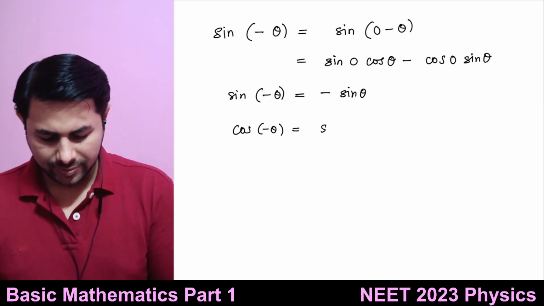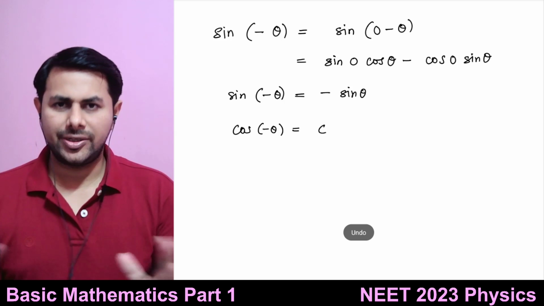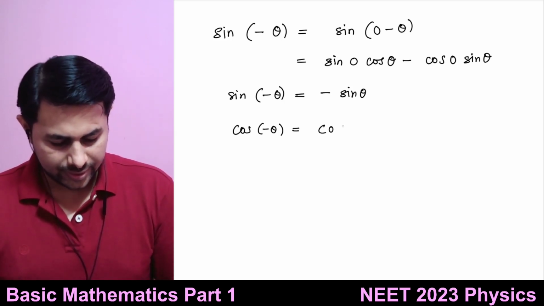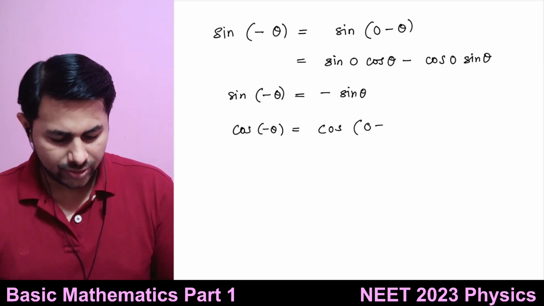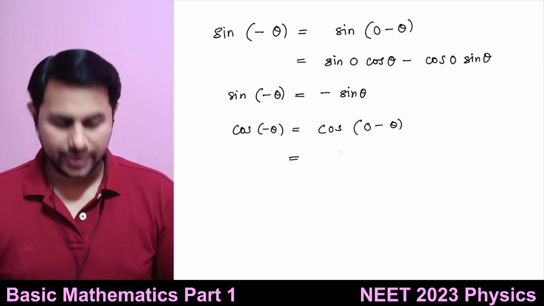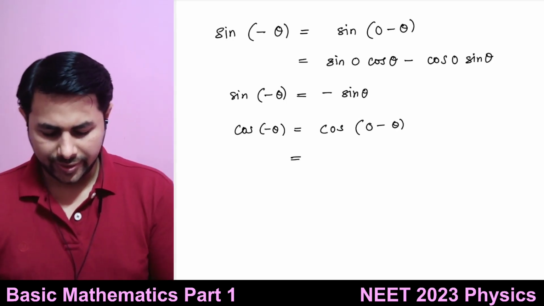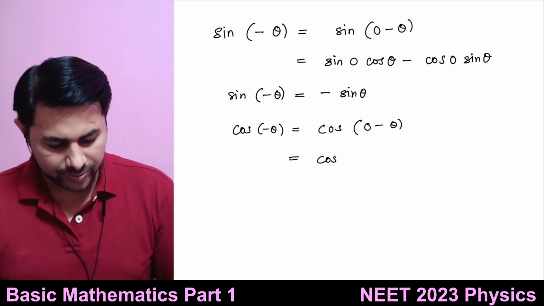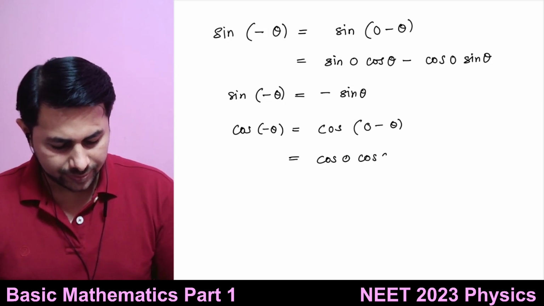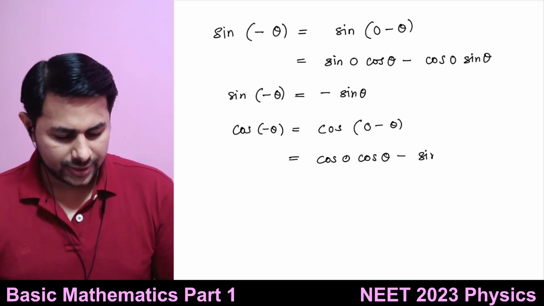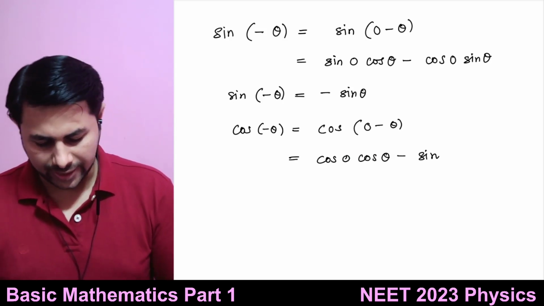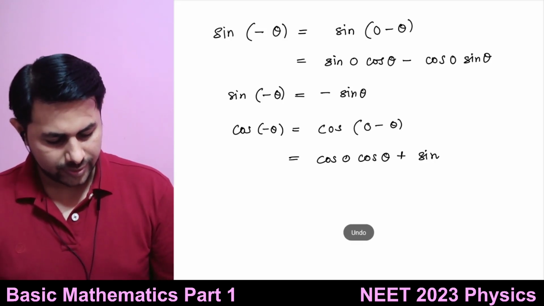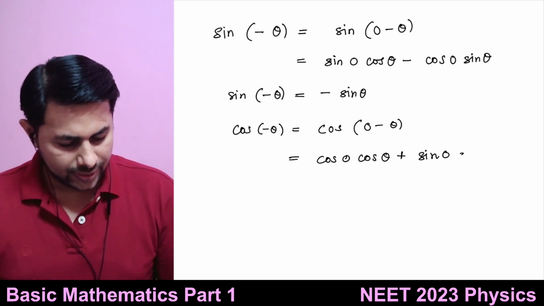I can write it in terms of difference of two angles, as cos of 0 minus theta. So our A here is 0, B is theta. So it is cos A cos B, so cos 0 cos theta, plus sine 0 sine theta. Here it's plus actually.